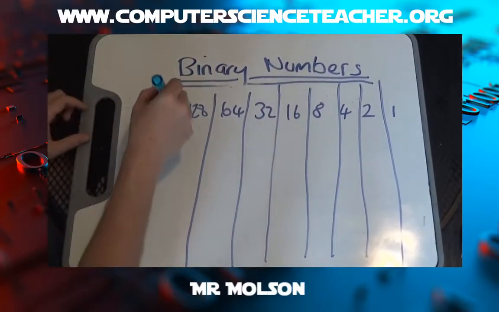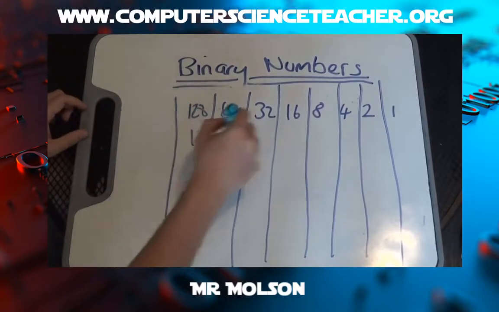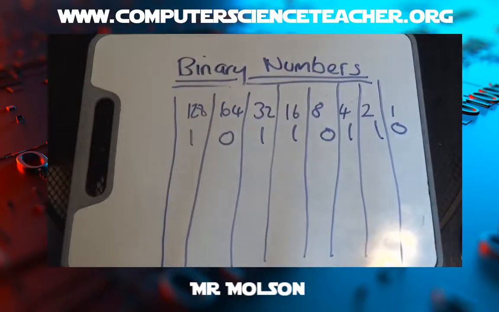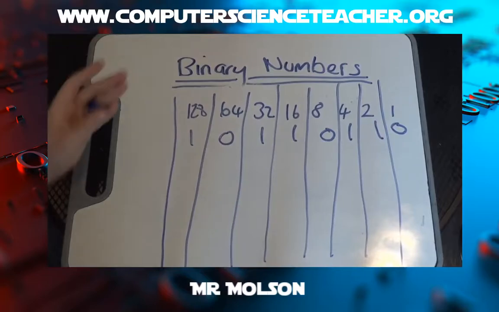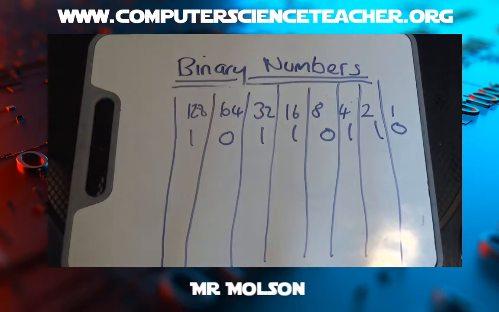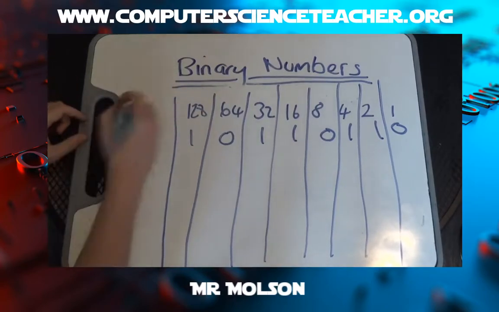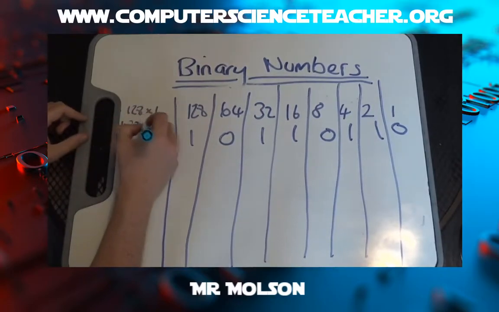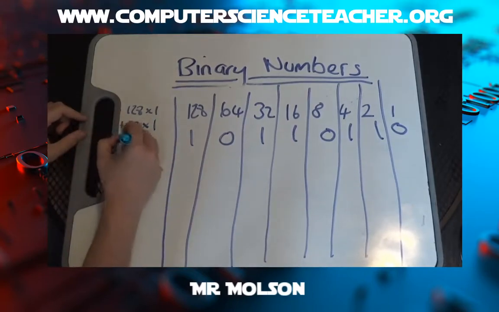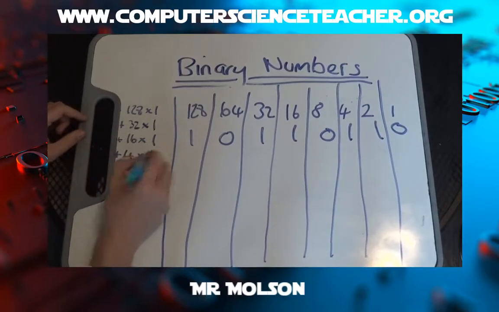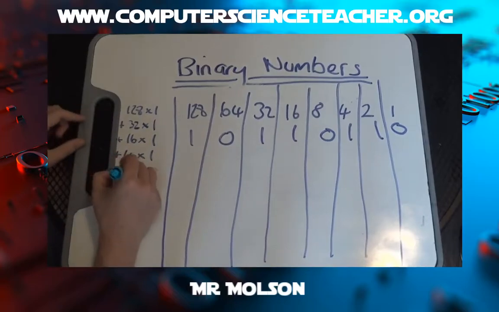All right, so let's come up with a binary number. So there's a binary number, and all I've done to convert it is I've just started on the left-hand side, and I've written in the ones and zeros that make up that number. Now all I'm going to do is add all the ones together. So I've got 128 times 1 plus 32 times 1, plus 16 times 1 plus 4 times 1 plus 2 times 1.